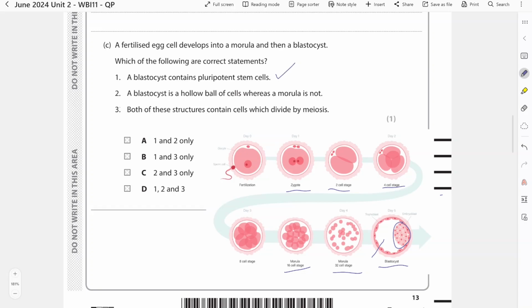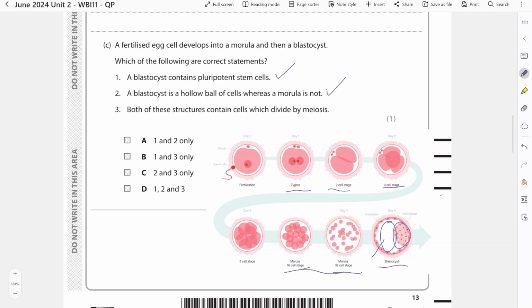That is correct. And if you recall, you've got totipotent and pluripotent. So pluripotent means that it can differentiate to all types of cells except for extraembryonic cells, which means that it can't form cells like the placental cells. Statement number 2, a blastocyst is a hollow ball of cells where a morula is not, and that is correct. You can see there's this hollow cavity that's here, whereas a morula, you don't really have that. So statement 2 is also correct.